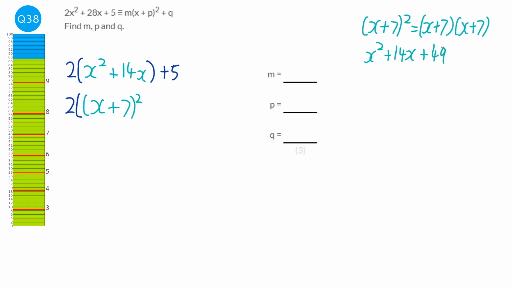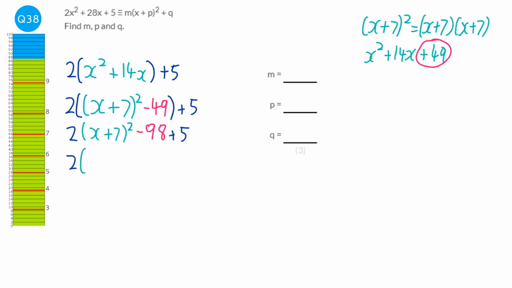Now this bit here is the bit we need to remove. So what I'm going to do here is just take away that 49, because we don't really want that 49. Close bracket, plus 5. Okay, now I'm going to expand these brackets and have the 2 next to the x plus 7 squared. And 2 times minus 49, which will be minus 98, plus 5.